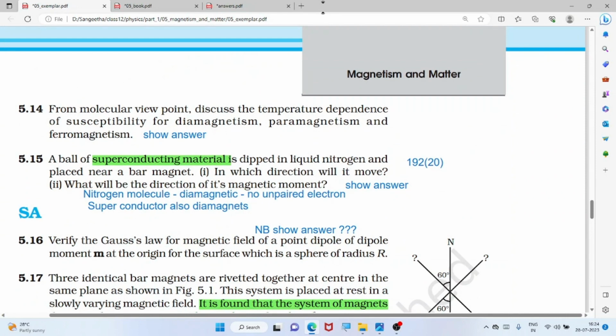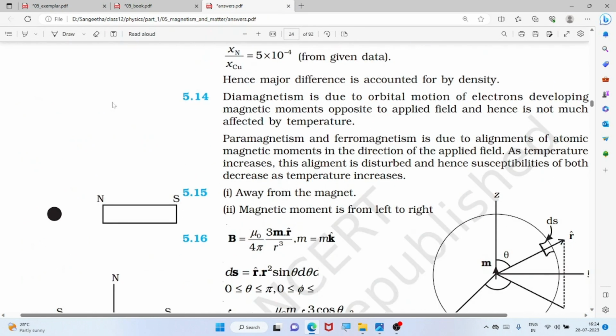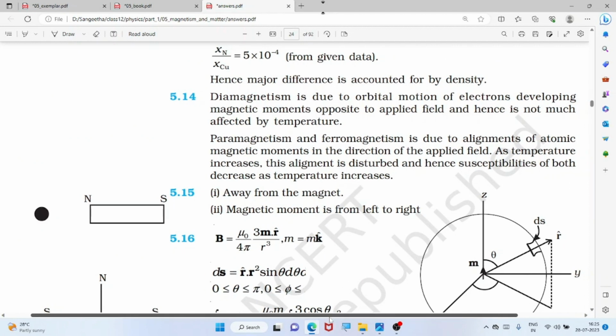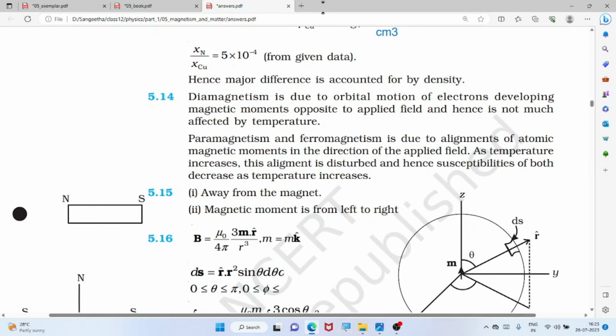From the molecular viewpoint, discuss the temperature dependence of the susceptibility of diamagnetic, paramagnetic, and ferromagnetic materials. Diamagnetism is due to the orbital motion of the electrons developing magnetic moments opposite to the applied field. The diamagnetic magnetic moment is opposite to the applied magnetic field, and hence it is not much affected by the temperature.